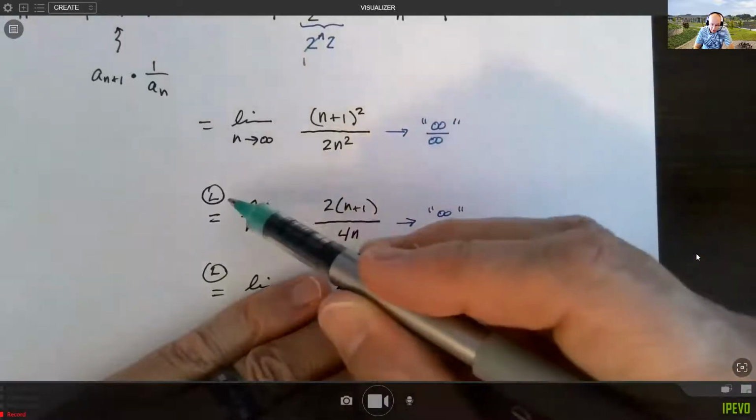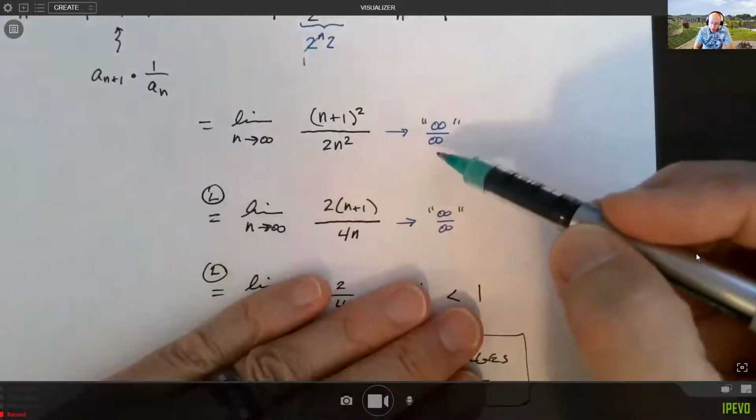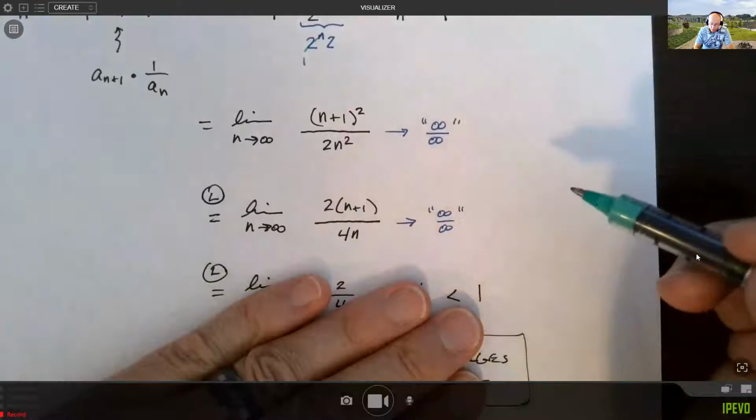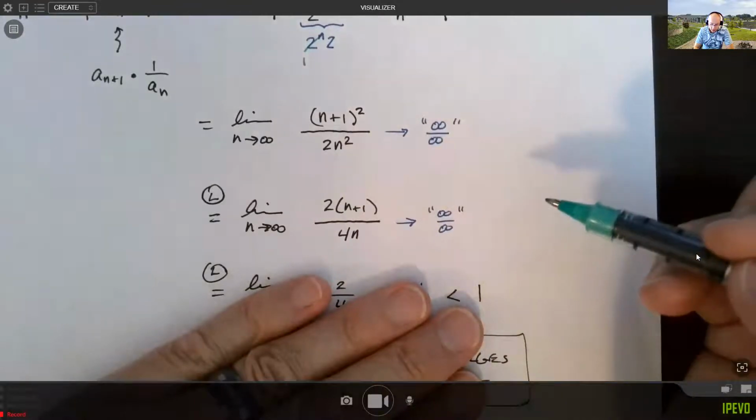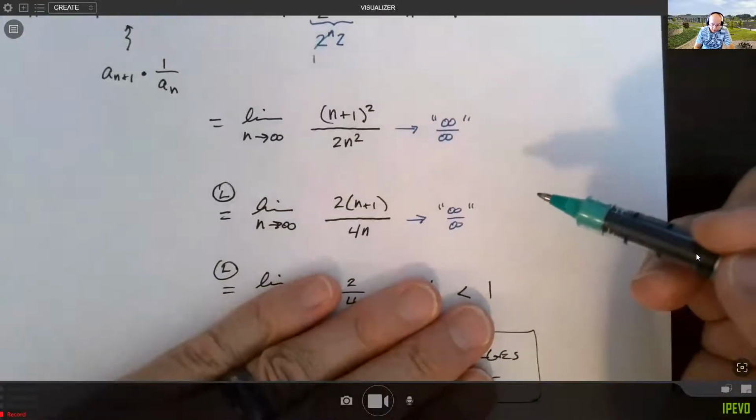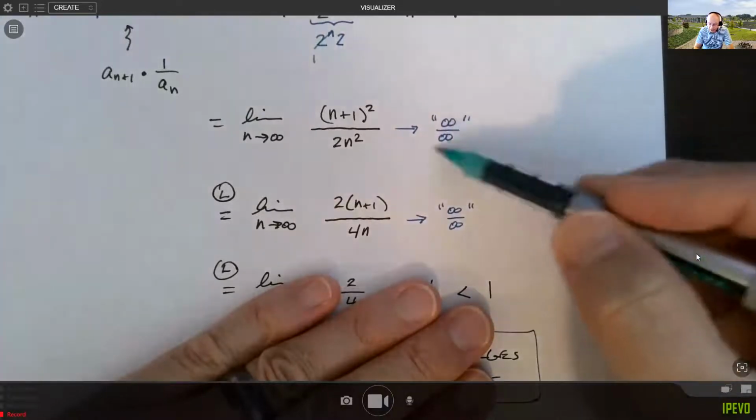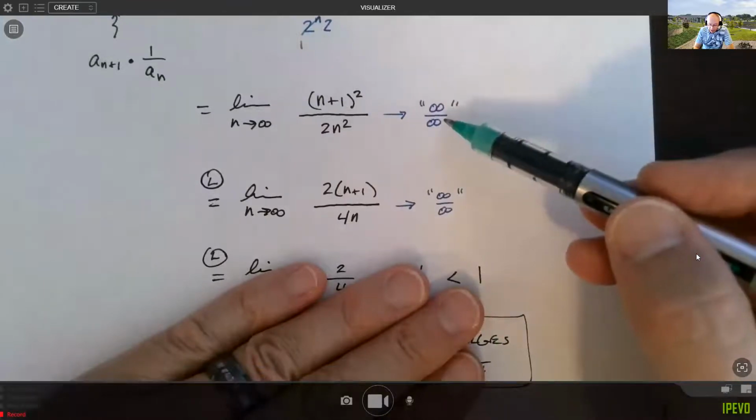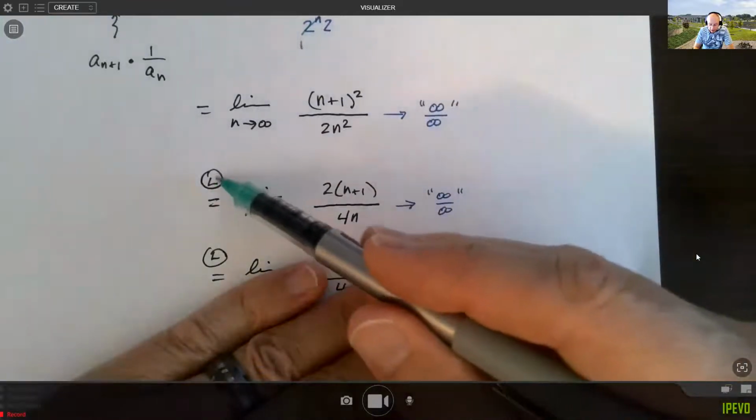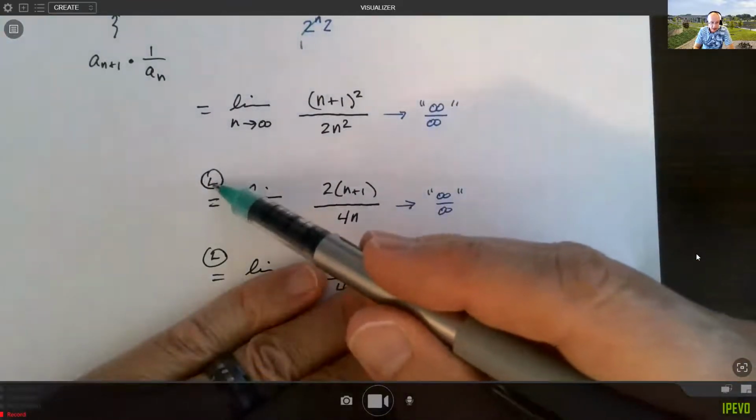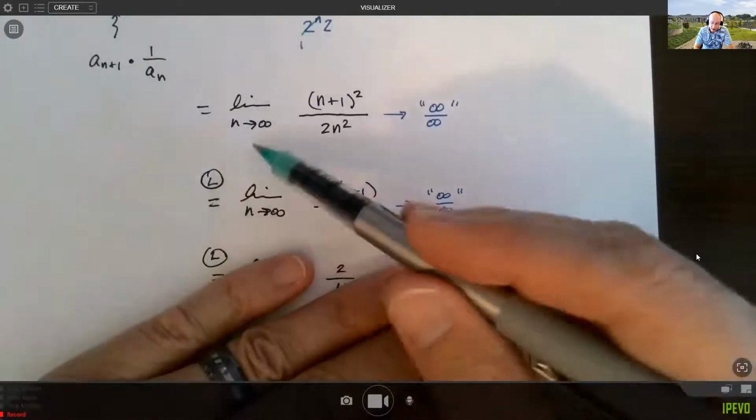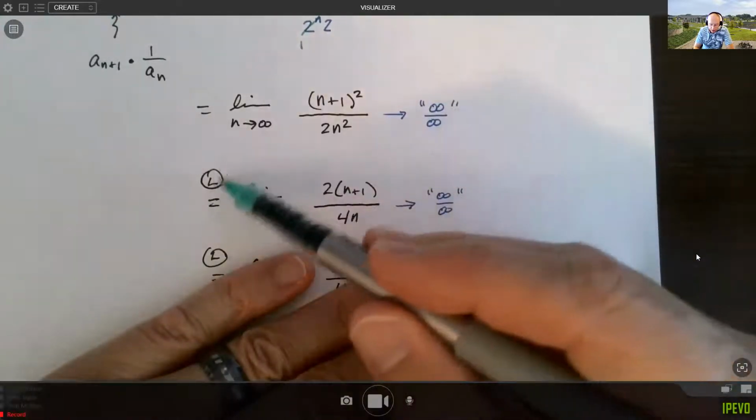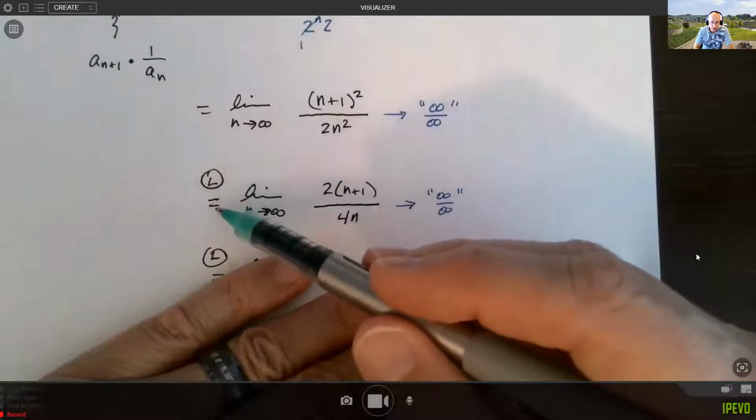Remember, only use L'Hopital's rule if it's infinity over infinity or 0 over 0. Can't use L'Hopital's rule in any other indeterminate form. You can manipulate it to try and get into this form and then use L'Hopital's rule. So here, though, we can use L'Hopital's rule. When you do that, make sure you indicate that you're using L'Hopital's rule. You can write it out, or just indicate that with a little L over the equal sign.